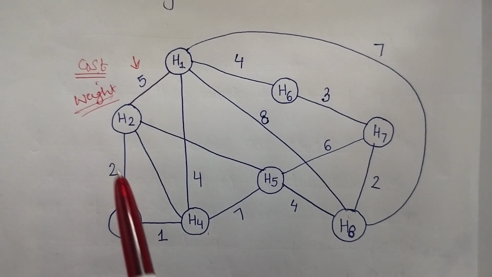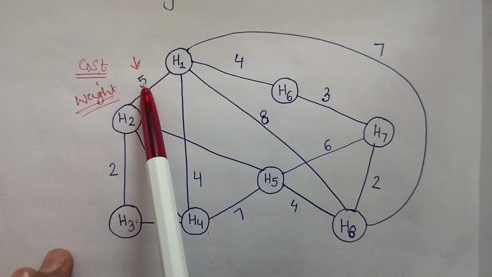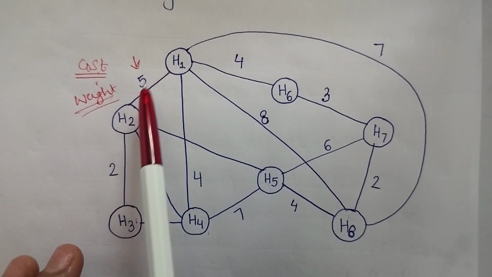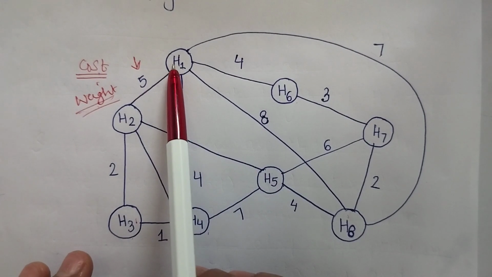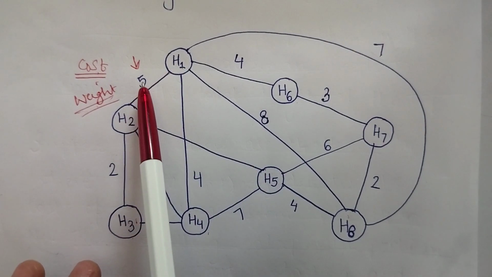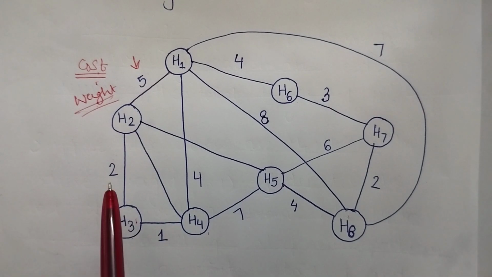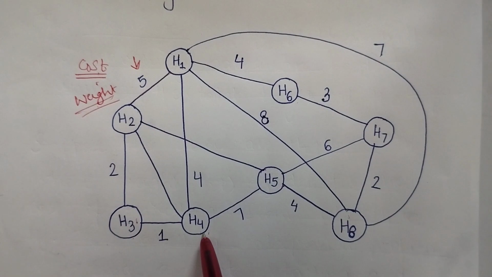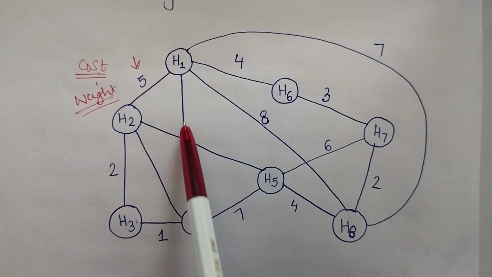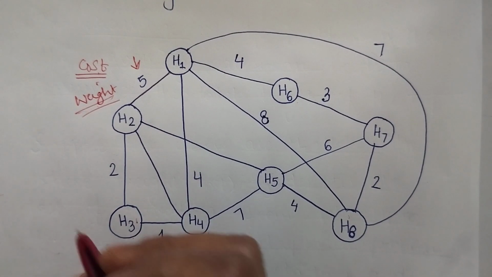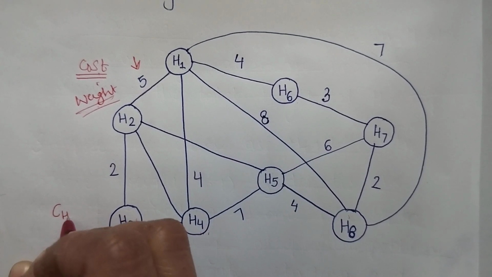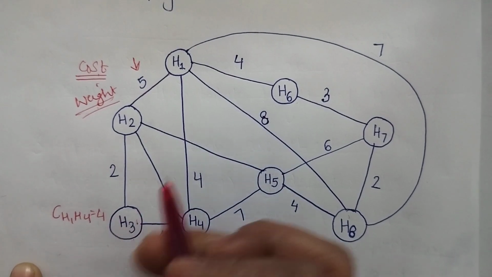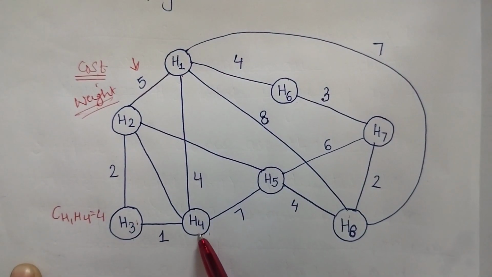So first of all, we have a weighted graph, and these weights are representing the cost of traveling from one city to another. For example, if you have to reach from city H1 to H2, the cost of traveling is 5, right? If you have to travel from city H1 to H4, then the cost of reaching from H1 to H4, which can be represented by C H1 H4, is 4.